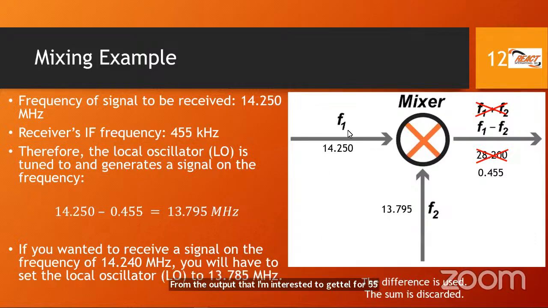That's how we got that, right? So 14.250, subtract the final output, which is 455 kilohertz. We know that the oscillator needs to produce a signal at 13.795 so that we will get this as the output. And that's the match right here. And we just have another example here. What if we wanted to listen to 14.240, not 250 as in the first example? You will simply have to set the local oscillator not to 13.795, but to 13.785, because we have just dropped 10 kilohertz down. So the oscillator needs to adjust 10 kilohertz down to be able to receive the lower frequency, 14.240.